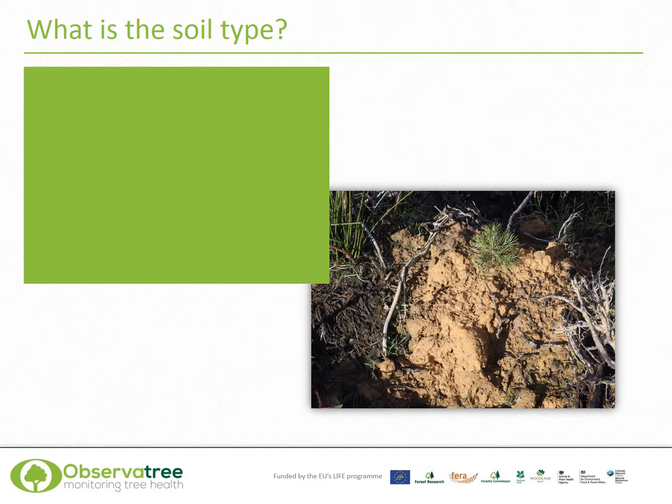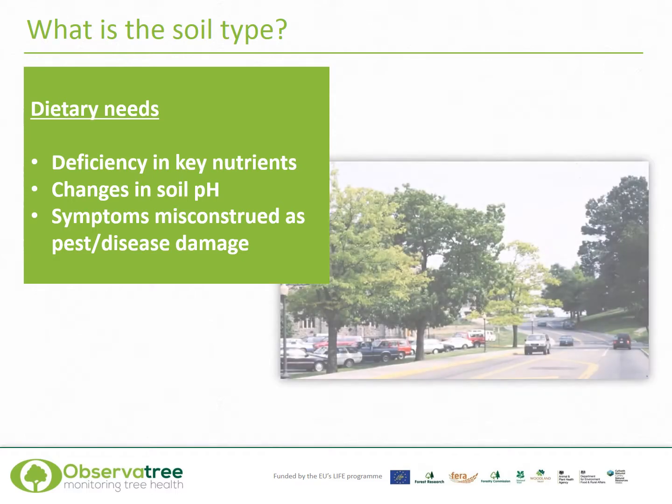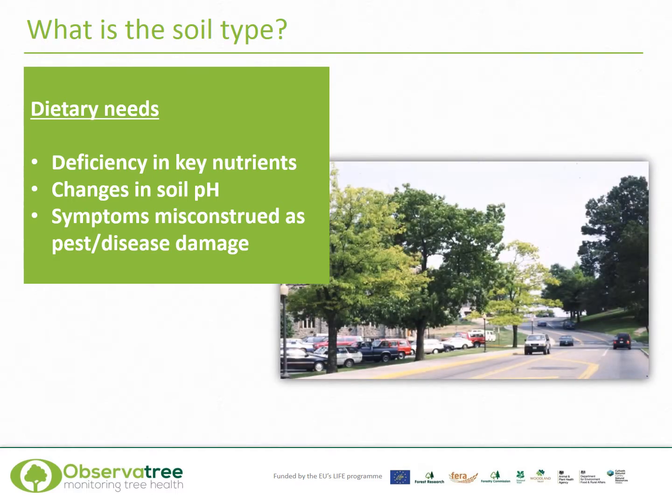Similarly, soil type can have a big impact on a tree. Much like humans, trees have various dietary needs to sustain a good condition. Deficiency in key nutrients and changes in soil pH can affect the condition of the tree and can cause symptoms that can be misconstrued as pest or disease damage. For example, this picture shows a parking lot island in the US which has soil with a high pH leading to nutrient deficiency, in this case particularly iron.